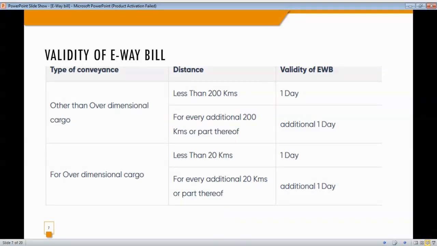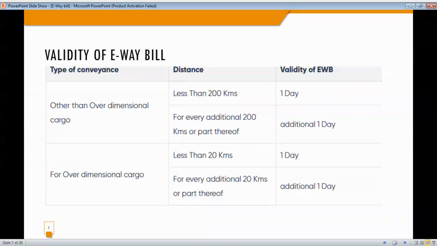This is calculated as the first 100 kilometers of a journey counts for one day. The next 100 kilometers of the journey will be counted for a total of 2 days, and the remaining 50 kilometers for an additional day, that is the third day. Therefore, the e-way bill for the consignment of laptops will be valid for 3 days from the date and the time it is generated. So when the distance is less than 200 kilometers, the validity will be 1 day. For every additional 200 kilometers, an additional 1 day will be given as valid.